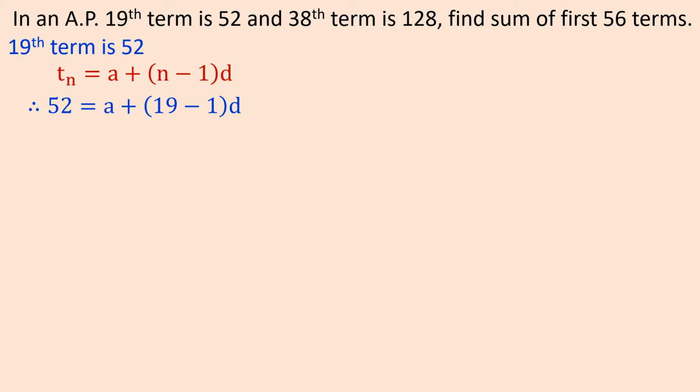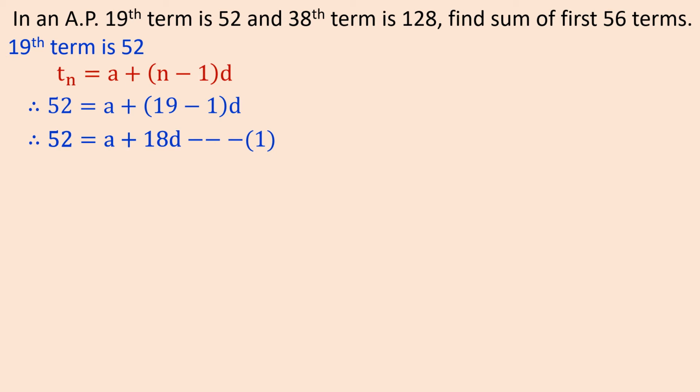Now we will simplify it further. So we get 52 equals a plus 18d. We are taking this as equation number 1. So we have done the first part. Let us similarly go for the second part.